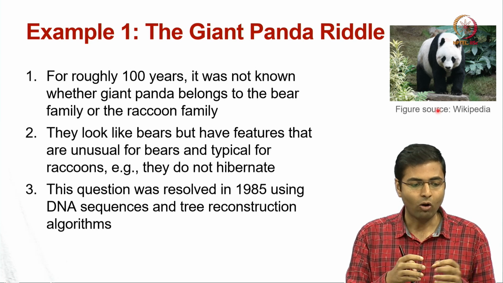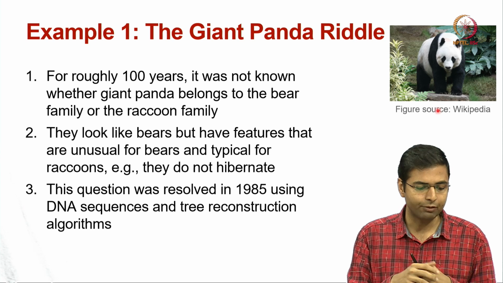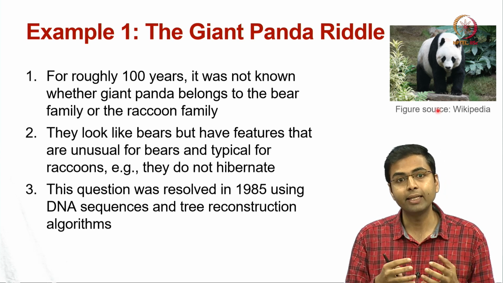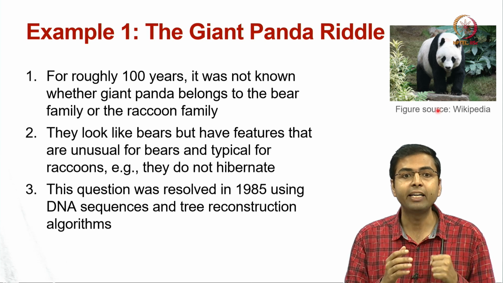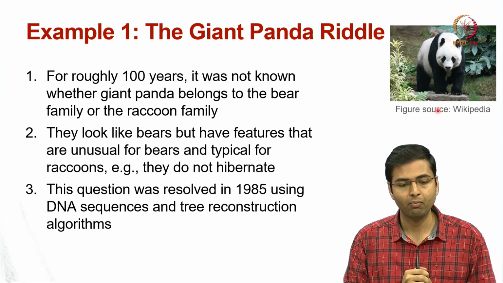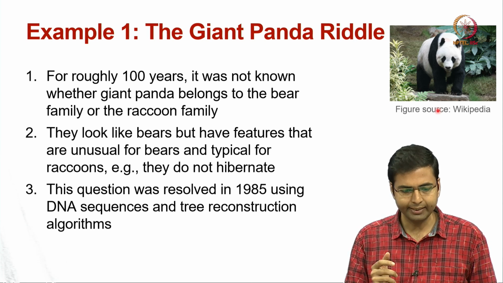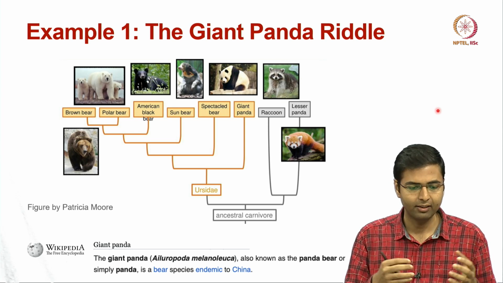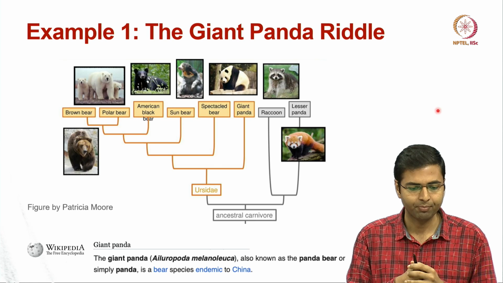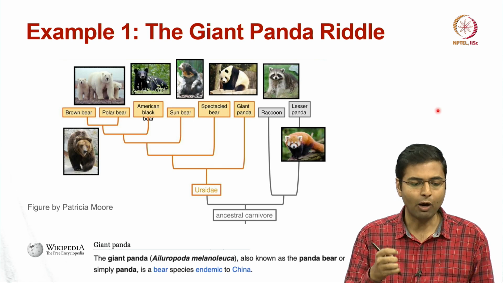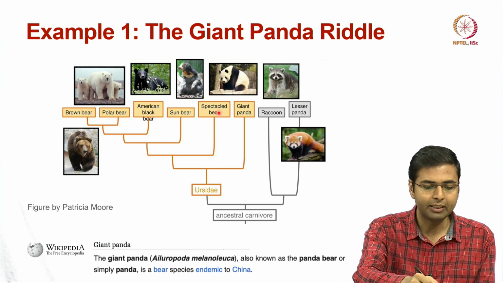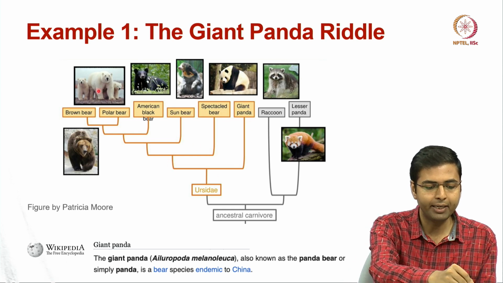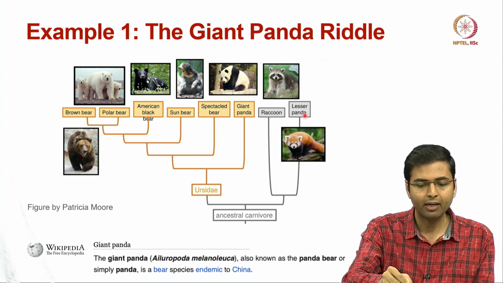So, this question, although it remained open for 100 years, was finally resolved in 1985 by using DNA sequencing and tree reconstruction algorithms. Using DNA sequencing, scientists inferred what the phylogenetic tree looks like, and using the tree it was found that the giant panda species is more closely related to the bear family compared to the raccoon family.